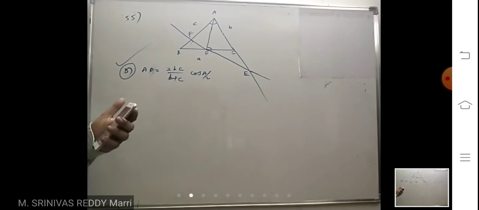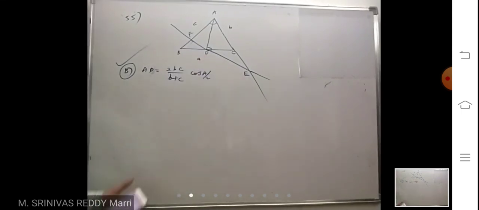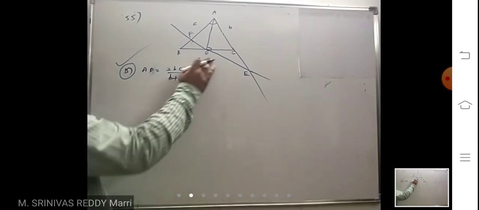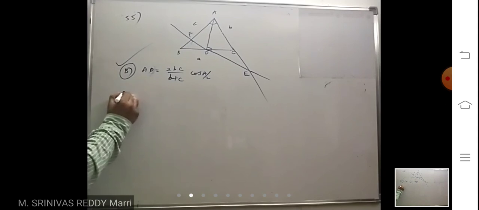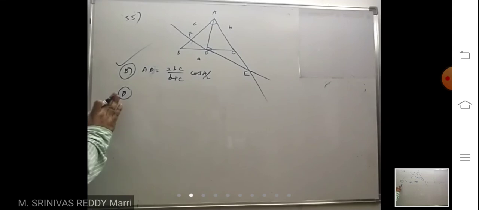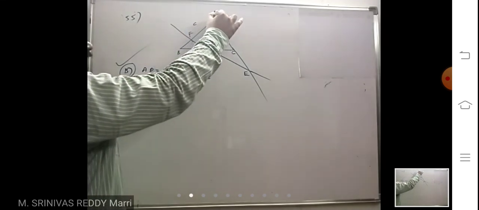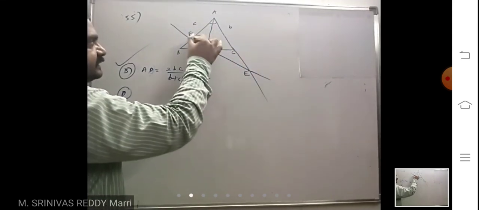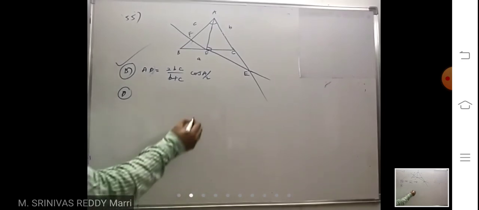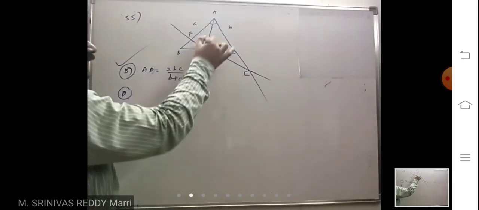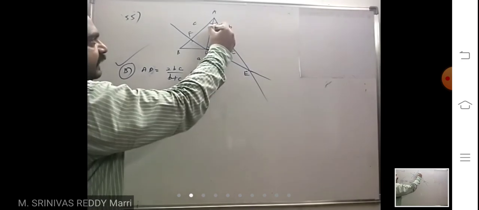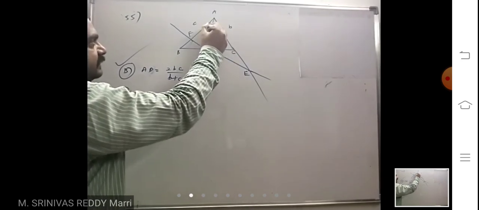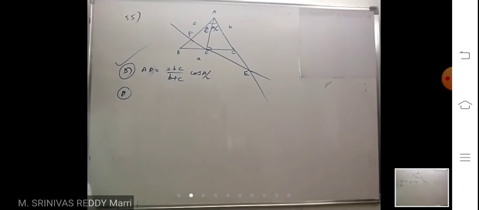Option B is direct. Now the next option is about EF. First I am looking at option D, and after that I will calculate the remaining. Option D is easy. Look at triangle AEF, this is A, this is E, this is F. Now look at triangle ADE. This angle is A by 2, and this angle is A by 2, since it is bisecting.